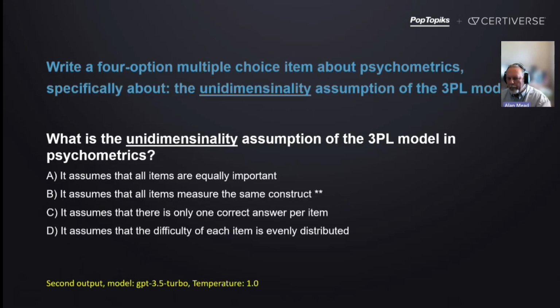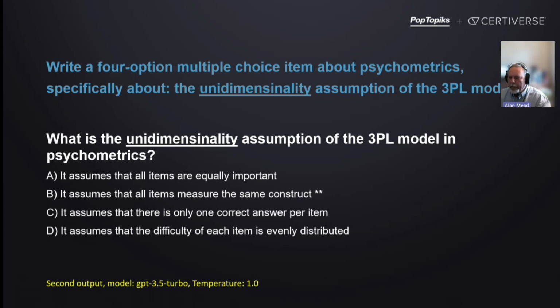And you might wonder about the process of creating items. This is basically what we did. You write a prompt, like write a 4-option multiple choice item about psychometrics, specifically about, and then you put the item topic in there. I don't have the word unidimensionality in my dictionary, so I misspelled it, and it copied the misspelling into the answer.